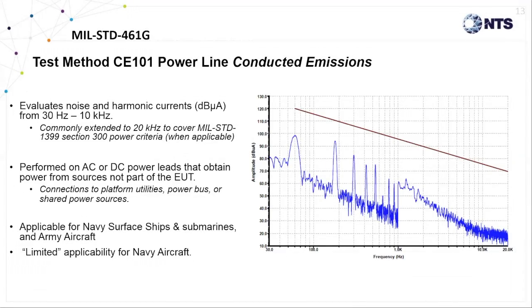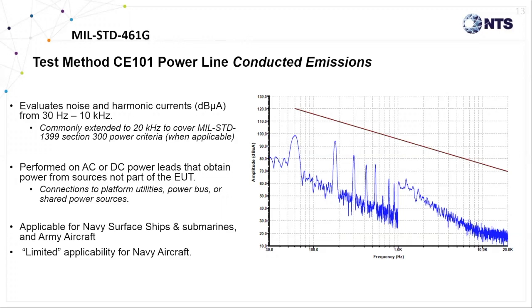The first test method that we'll cover is CE101. This is used to evaluate a device's impact on power quality, specifically its control of harmonic currents and low frequency noise. It's performed on both AC and DC power lines, inputs from a shared platform utility or power bus, and I'll mention here that are not considered part of the EUT, such as a dedicated power source or power supply.